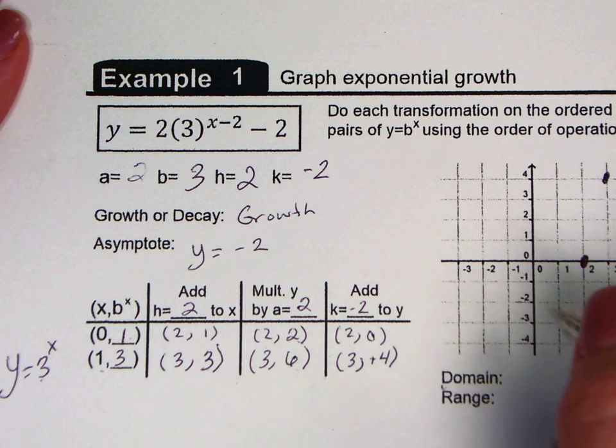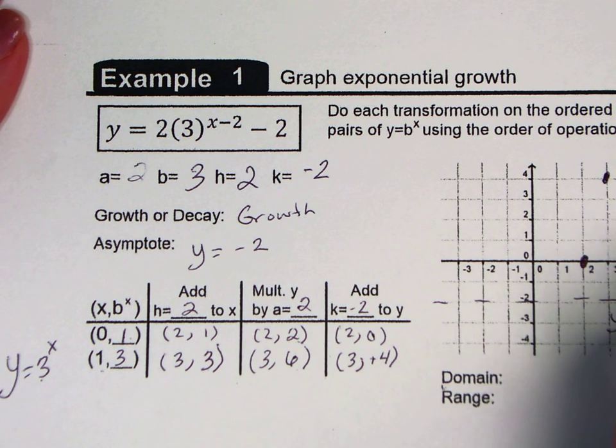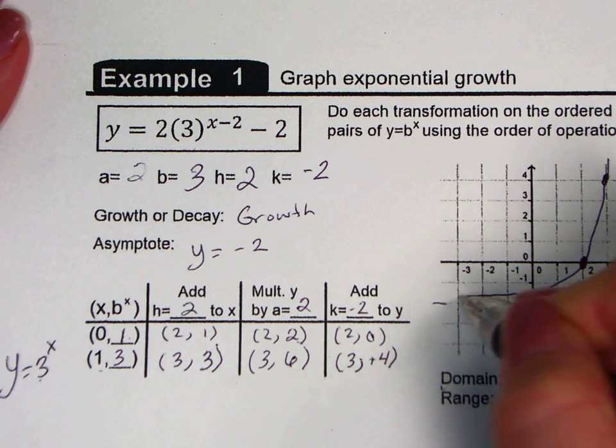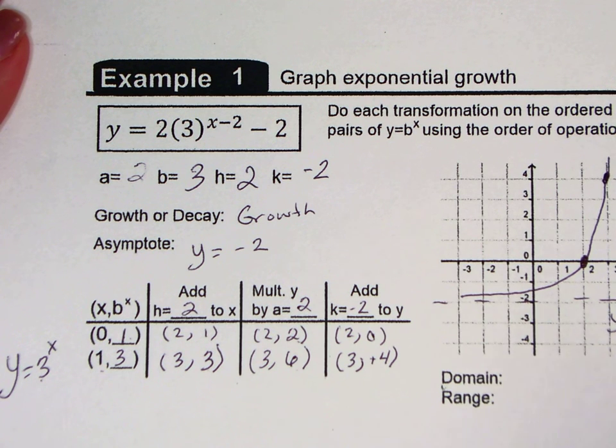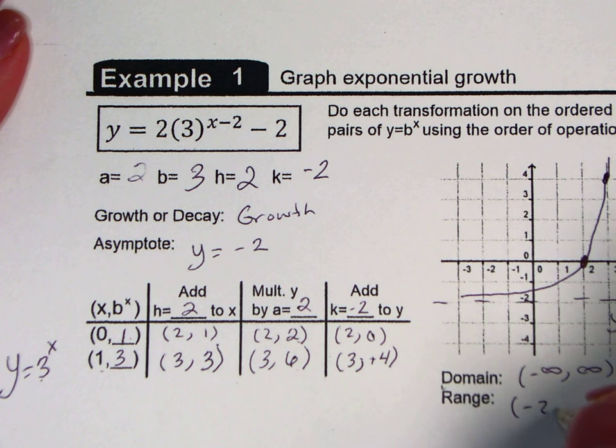And we know our horizontal asymptote is at y equals negative 2. So then we would just draw our graph. The domain of this function would be all real numbers, or from negative infinity to positive infinity, and the range would be from negative 2 to positive infinity.